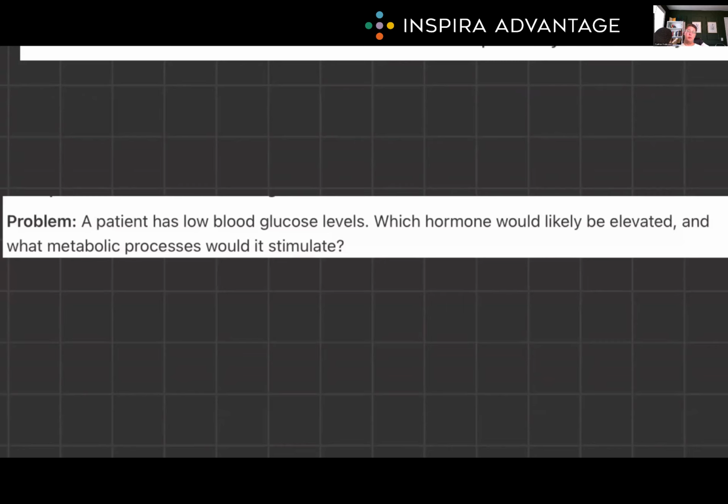And now finally, this is something I see on the MCAT all the time, testing this understanding. A patient has low blood glucose levels. What hormone would be likely to be elevated, and what metabolic process will that hormone stimulate? Take a few seconds, think about this one. I'll give you the answer in 3, 2, 1.